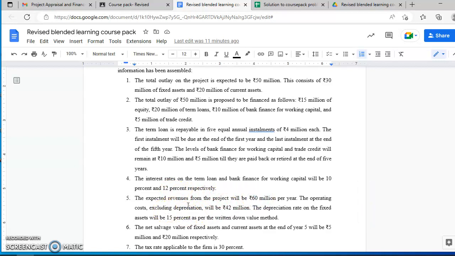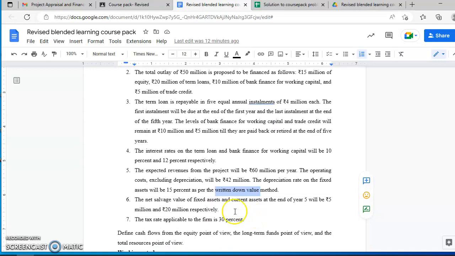The operating cost excluding the depreciation is 42 million, and the depreciation is on the fixed asset, which is depreciated at 15% on the WDV method, which is the diminishing balance method. The net salvage value of the fixed assets and the current asset at the end of the 5th year will be 5 million and 20 million. This is the total value that you're realizing out of the fixed asset and the current asset at the end of the 5th year, which is to be taken under your terminal cash flow.